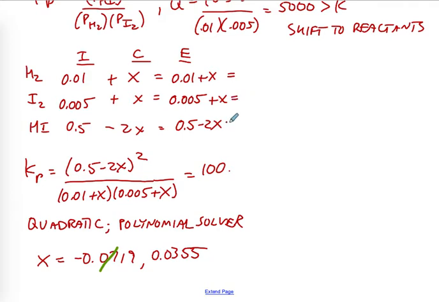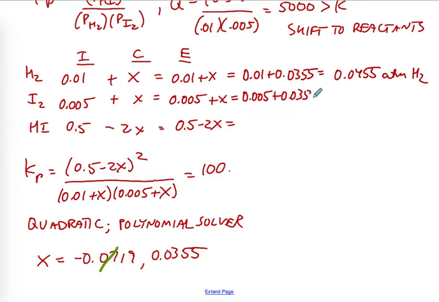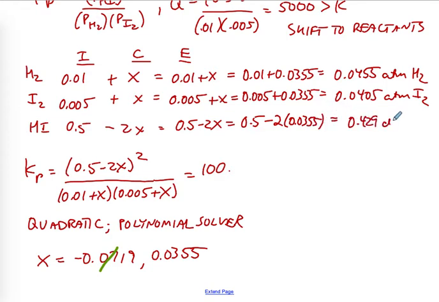Now we go back to the ICE table and we use our solved value of x to calculate the equilibrium partial pressures. So 0.01 plus 0.0355 equals 0.0455 atmospheres of hydrogen. 0.005 plus 0.0355 equals 0.0405 atmospheres of iodine. And 0.5 minus 2 times 0.0355 equals 0.429 atmospheres of HI. So there is our solution to this problem, the equilibrium partial pressures of all components.